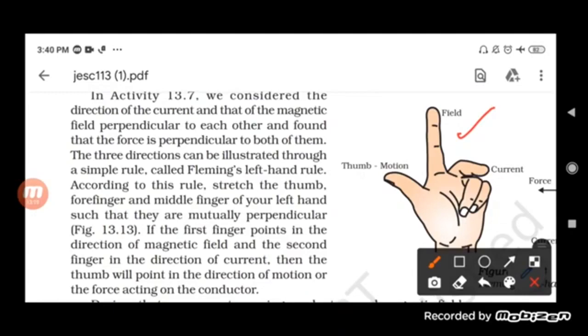Now these three directions will be illustrated if the magnetic field and the current are perpendicular to each other, and the motion, the displacement shown by the rod, is also perpendicular to both of them. Then this can be explained with the help of a simple rule which is called Fleming's left hand rule. What is the Fleming left hand rule, students? A very important rule, students.